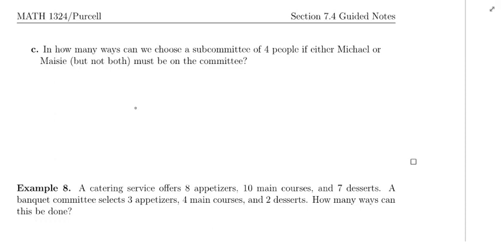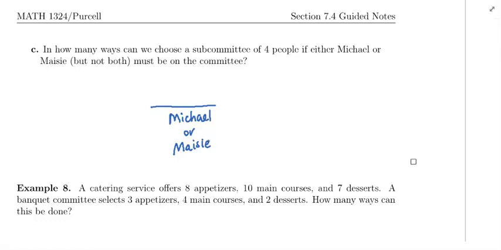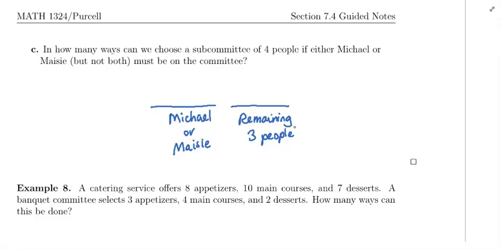We're going to use blanks. So I'm going to form my first blank. The strange requirement is that Michael or Maisie has to be on this committee, but not both. So we need to fill in that blank. Then we're going to have another blank for the remaining 3 people on the committee, because remember, your subcommittee is going to have only 4 people. You've got to make sure everybody is accounted for.